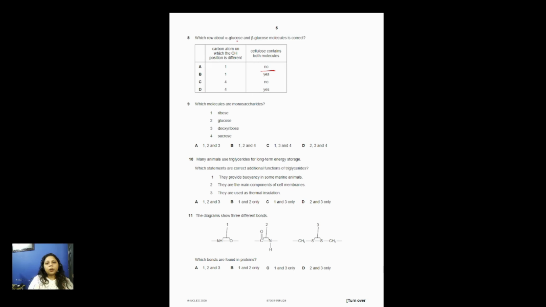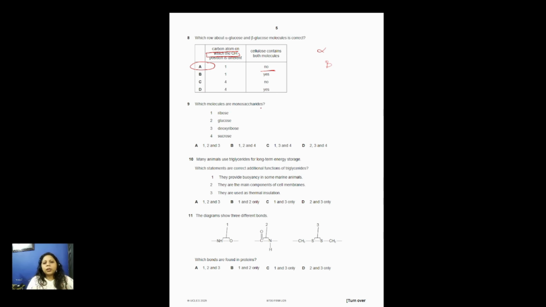Which row about alpha glucose and beta glucose molecule is correct? Let's say the carbon atom on which the hydroxide position is present. When we discuss alpha and beta glucose, the actual difference lies in this one. You can also watch the video of this biomolecule where you can find the difference between the two. Then, does cellulose contain both molecules? No, cellulose contains only one type, so the answer is A.